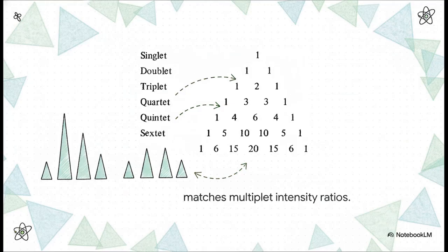So check this out. The intensity ratios of these split peaks, like that 1:2:1 ratio of the triplet we just talked about, perfectly follow the entries in Pascal's triangle. It's amazing. Each entry in this famous mathematical triangle is just the sum of the two entries directly above it. A doublet is 1:1. A triplet is 1:2:1. A quartet is 1:3:3:1, and so on. It is a stunning example of quantum mechanics perfectly mirroring classical mathematical probability.